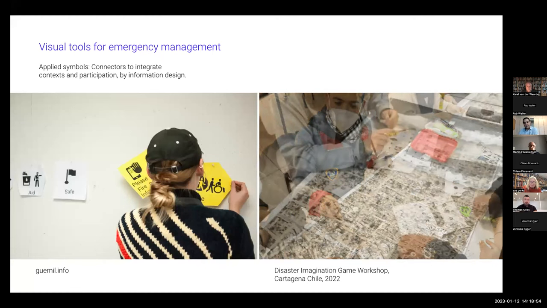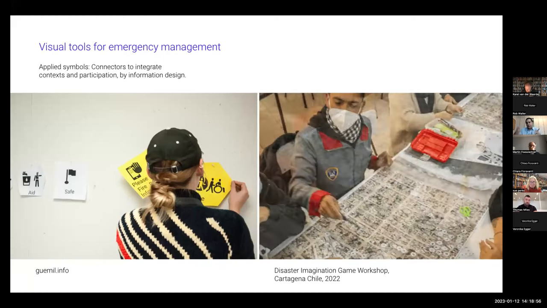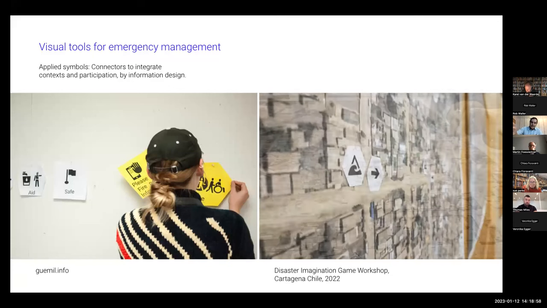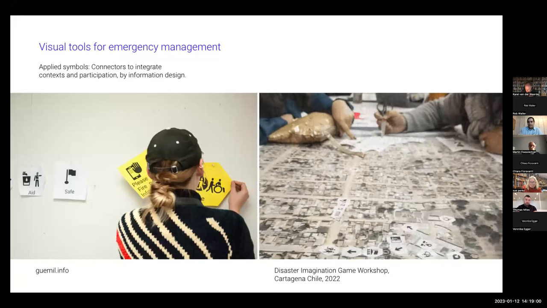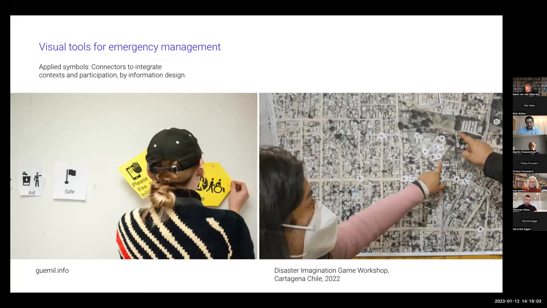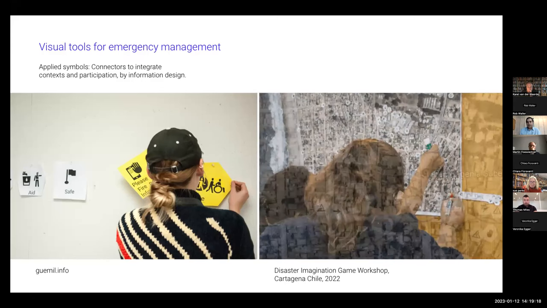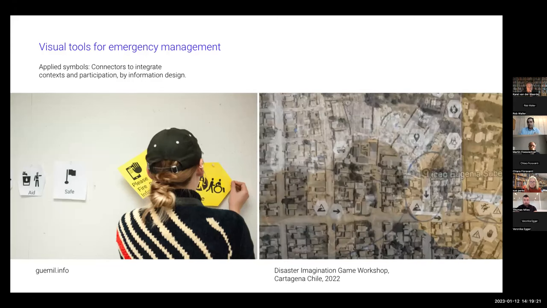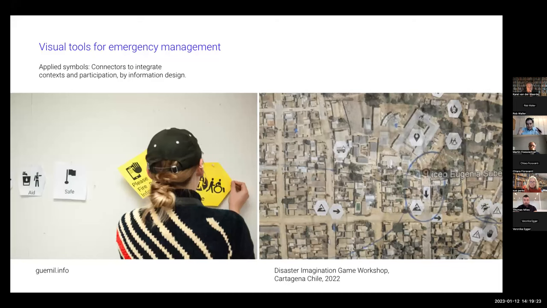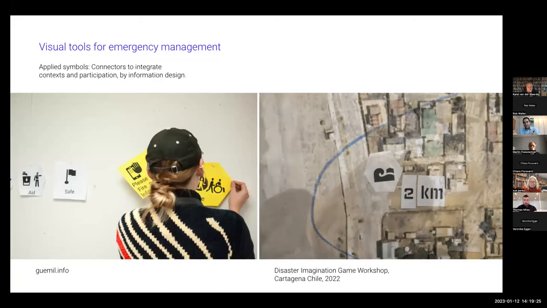in California, in China, of course, in Chile. You will see some examples here. And then during the COVID pandemic, we started to develop some map there, a cartographic map, and then you use these symbols in order to facilitate the discussions from specific communities.